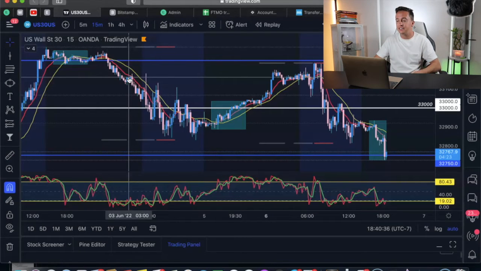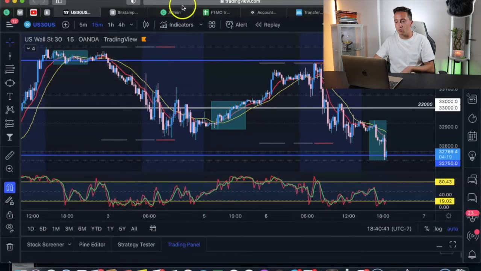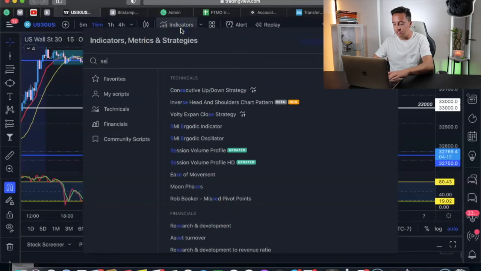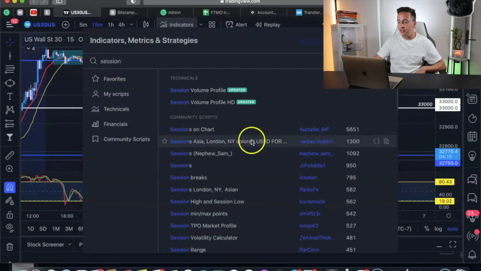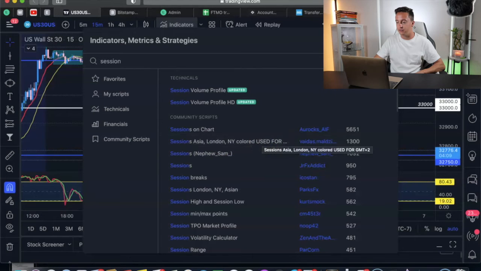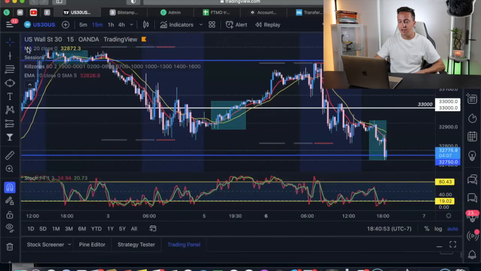Okay? The last and final indicator is the sessions indicator. And I need you guys to get the right one. So we're going to go right here and type in session. And we're going to get this one that says sessions Asia, London, NY colored. This is the one we're going to get right here. Once you get that, you can go to the settings on it.